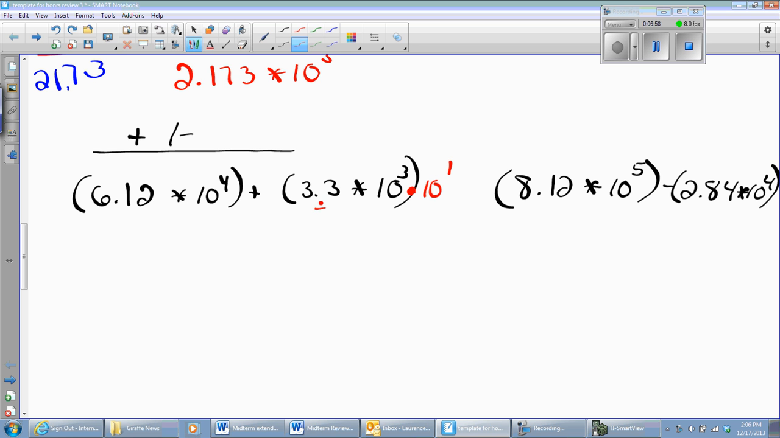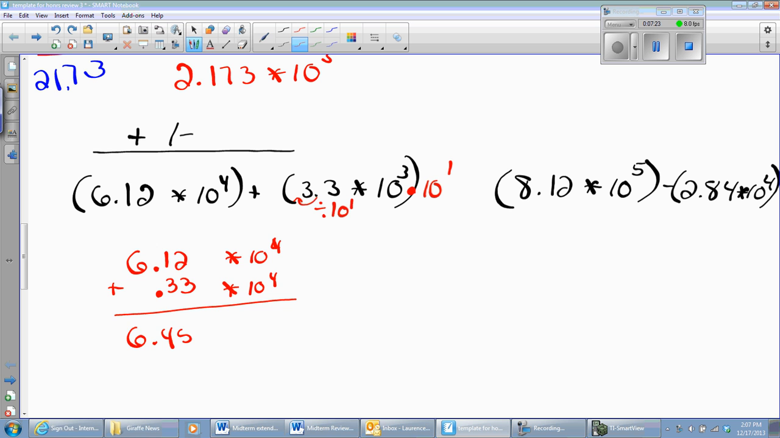So I'm going to divide the coefficient, or the decimal, by 10 to the first, which causes the decimal point to move there. Now I have 6 and 12 100ths plus 33 100ths, and it's times 10 to the fourth and times 10 to the fourth. And so I will get 6 and 45 100ths times 10 to the fourth. It's already in scientific notation because the coefficient is between 1 and 10.